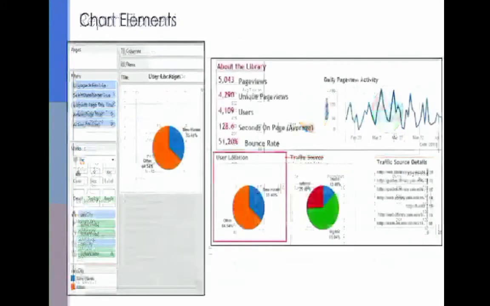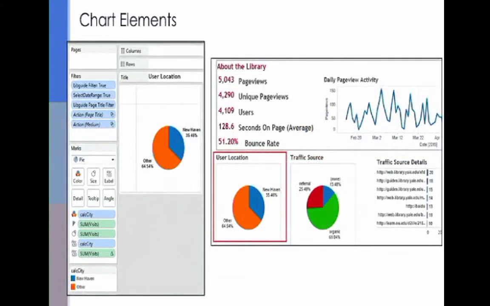And finally, of course, you have your charts. And your charts are really just basic reports that have been visualized. And I have a bunch of them, a couple of pie charts. I have a line graph. There's also a bar graph down below as well. All right. So that's all the different elements of the reports.